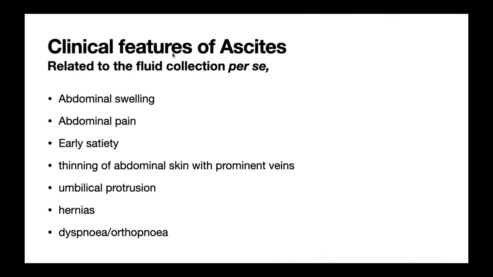Okay. So the clinical features stem from the collection of fluid per se, which leads to abdominal swelling, abdominal pain, early satiety, fullness, thinning of the abdominal skin with prominent veins, umbilical protrusion or umbilical hernias, then inguinal hernias, varicose veins and dyspnea, because the diaphragm is pushed up, and the lungs and the heart are compressed. And if the ascitic collection is very large, then even orthopnea, because on lying down, the diaphragm itself moves up. Okay, so these are the symptoms related to ascites per se.